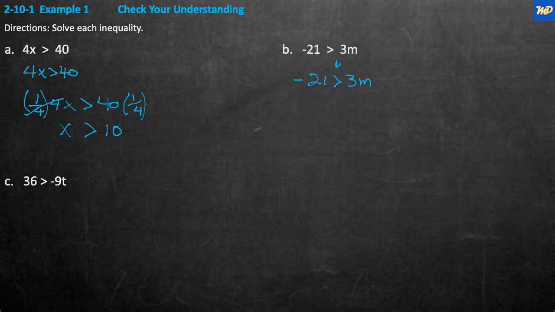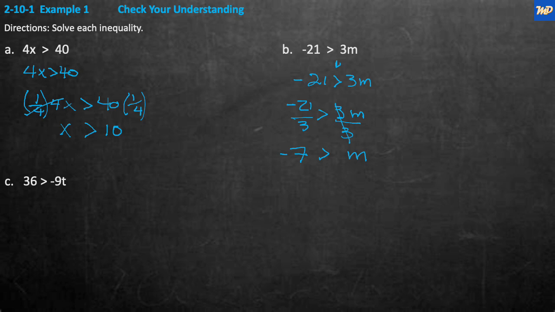We're going to divide both sides by 3. When we do that, we have -21 divided by 3 is greater than 3m divided by 3. Simplifying, the 3's cancel each other out because 3 divided by 3 is 1. We're left with m, and we still have the greater than sign. And -21 divided by 3 ends up being -7. The sign doesn't change because we didn't divide by any negatives.